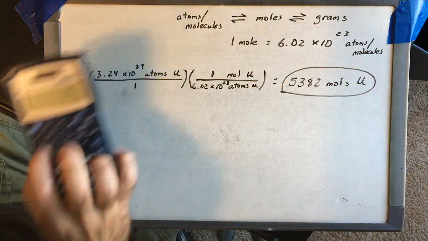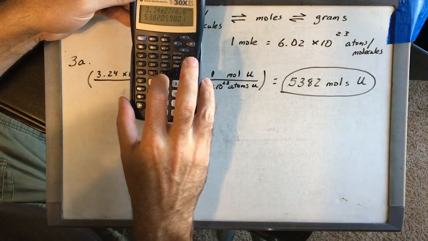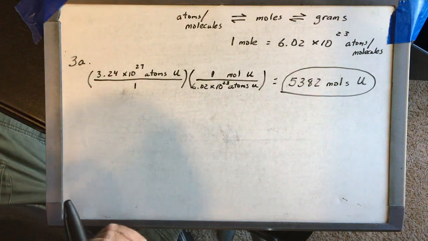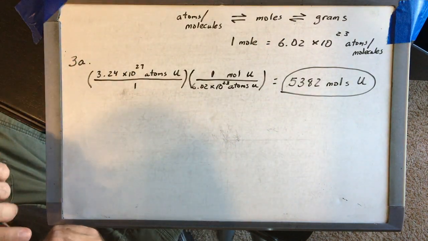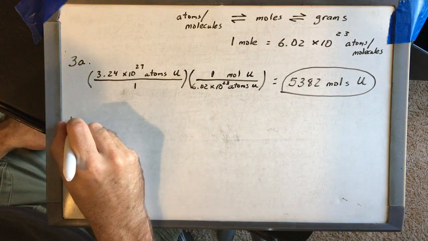Okay, remember, you don't put times 10 in your calculator, just use that double E button and give that a try and make sure that you can do that in your calculator. So that's example 3A. I think I can fit example 4A on this board.